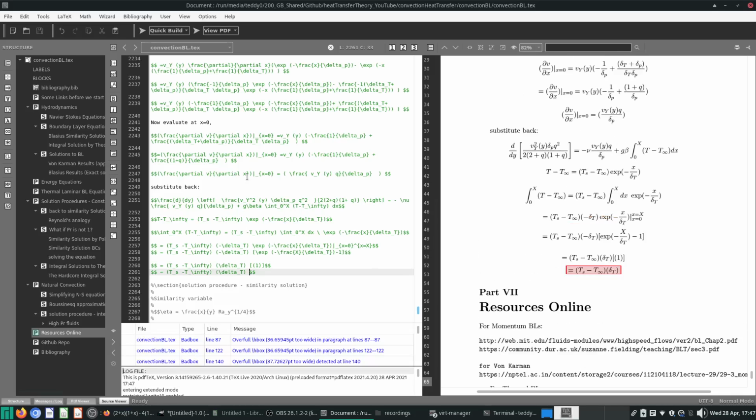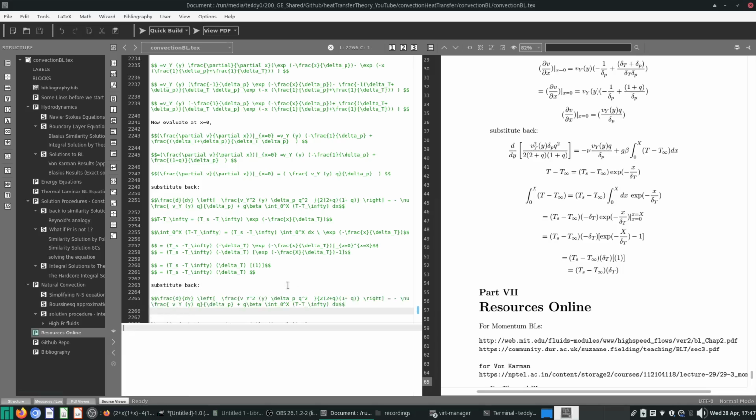Now we can substitute back. I've been using this word a lot. Substitute back, substitute back. So wherever we have this integral, we will have to replace it with this term. And then we are pretty much done. Anything after that will be tidying up for the momentum equation.